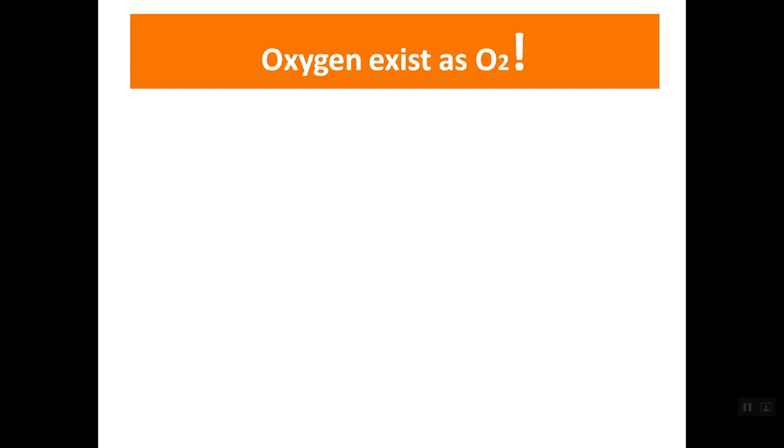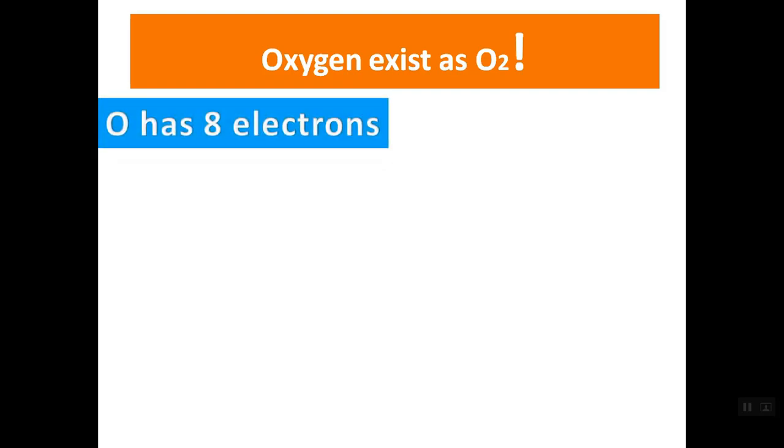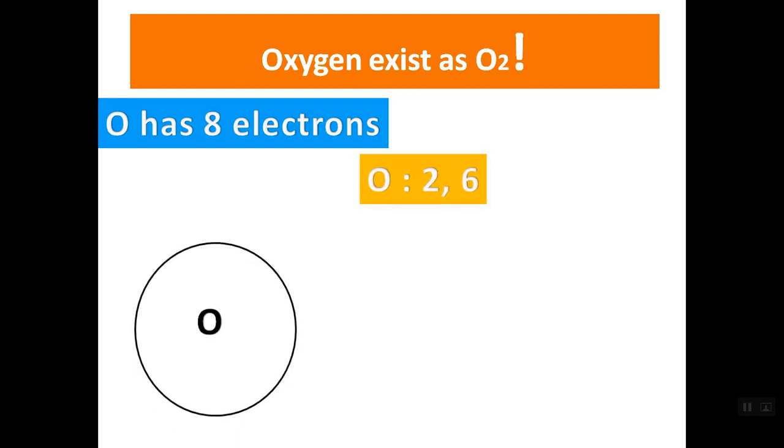The question is, oxygen exists as O2. Can we explain this in terms of bonding? Of course, yes. The first thing we should know is that oxygen has 8 electrons, which means 2 electrons in the first shell and 6 electrons in the outer shell. So let's start drawing the first oxygen atom. Here we have 6 electrons in the outer shell. Oxygen is not happy because it needs 2 electrons to become stable.